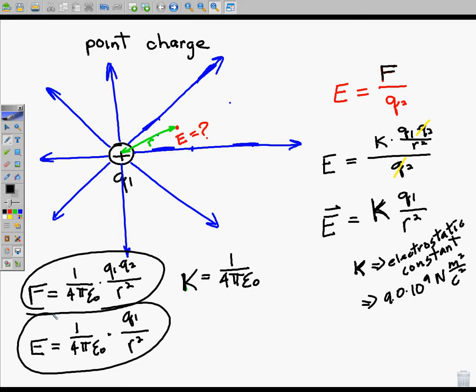All right. So we now know, hey, at this particular point right here, if you want to know the strength of the electric field, well, the strength of that electric field is equal to 1 over 4 pi epsilon 0 times Q1 over R squared. So this is where we're starting. This is our groundwork, people.